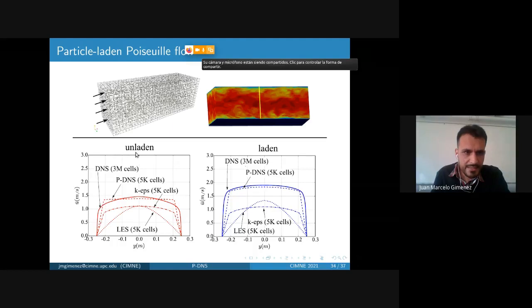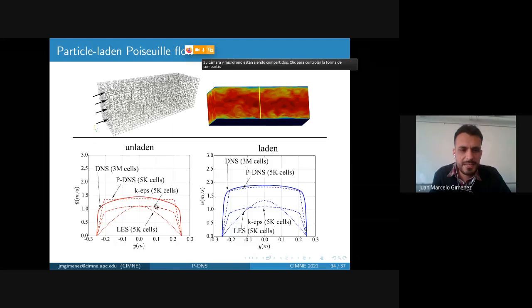In the unladen case, the red lines, and the laden case with particles, the blue lines. The main concept here is that the presence of particles completely changes both the flow rate and the mean profile of the velocity. And the only methodology that, with a coarse mesh, is able to follow the sense of the change of the DNS solution is Pseudo-DNS.